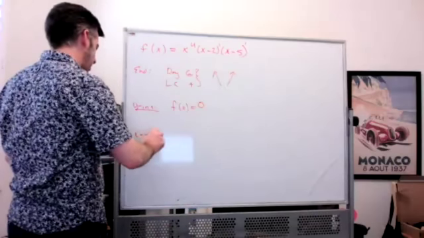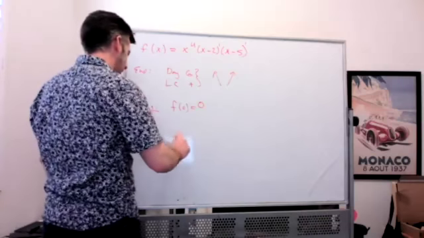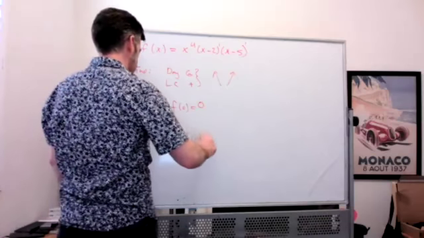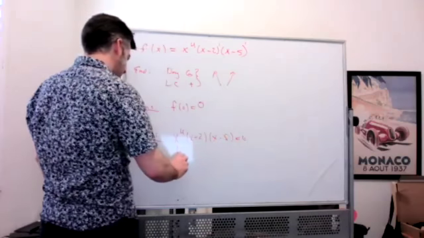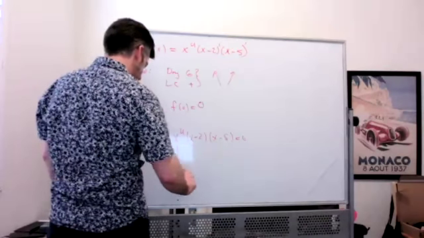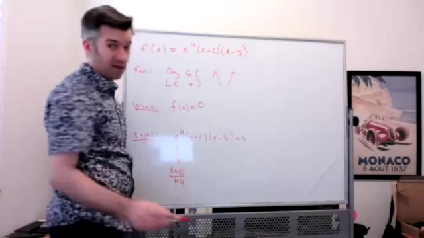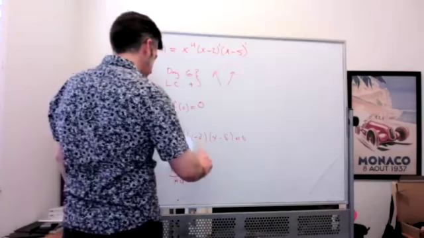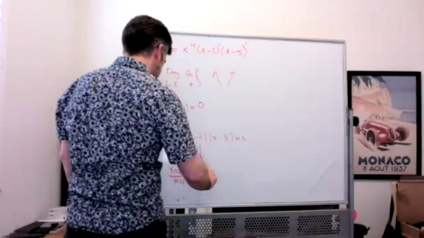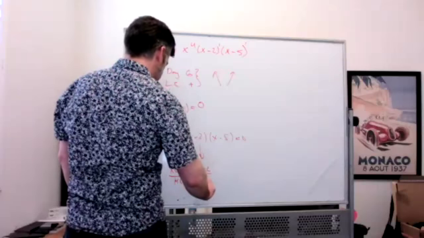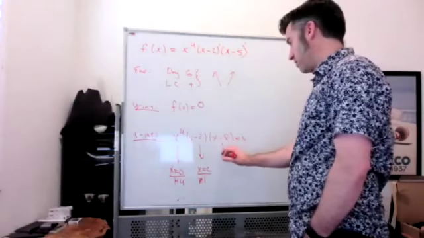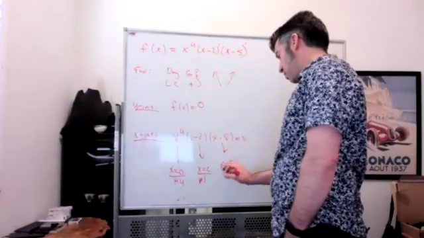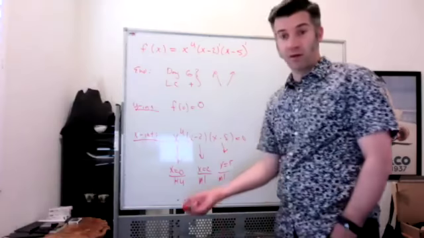X-intercepts, we set the whole thing equal to 0. x to the 4th times x minus 2 times x minus 5, equals 0. From this one, we get x equal to 0 with a multiplicity of 4, meaning we're going to bounce. From this factor, we get x equal to 2 with an odd multiplicity, meaning we're going to cross. And the same deal here. From this one, we get x equal to 5, also with odd multiplicity, meaning we're going to cross.